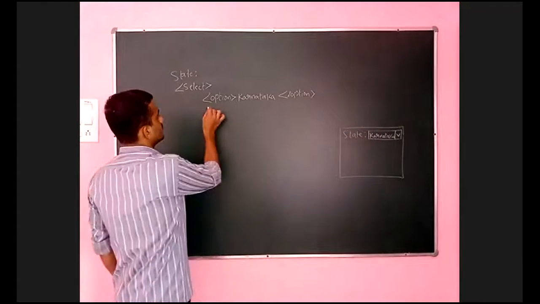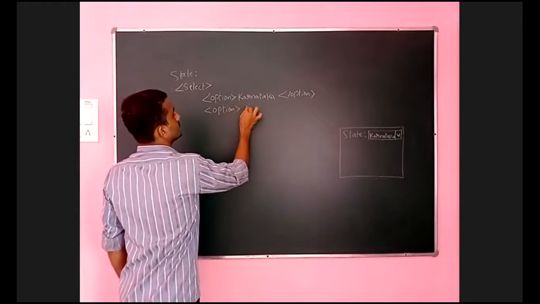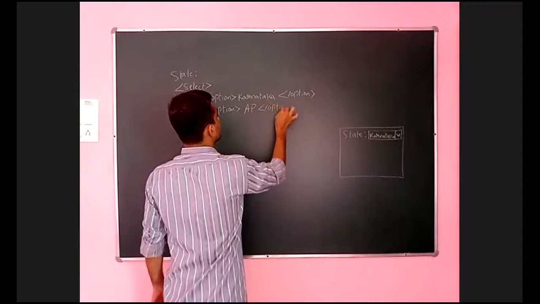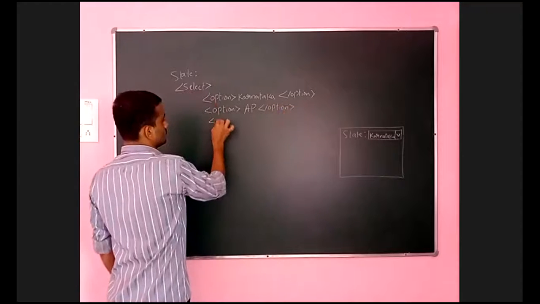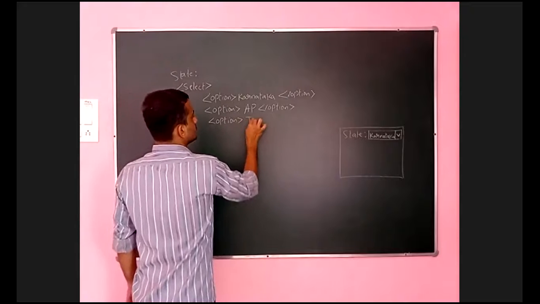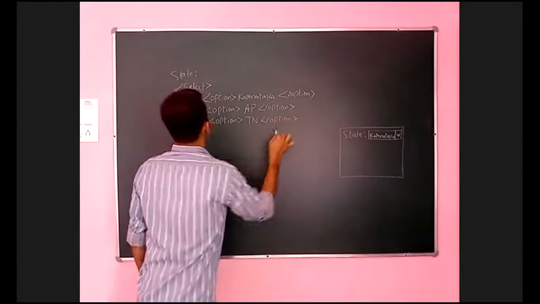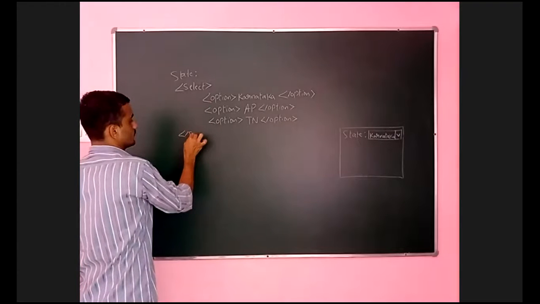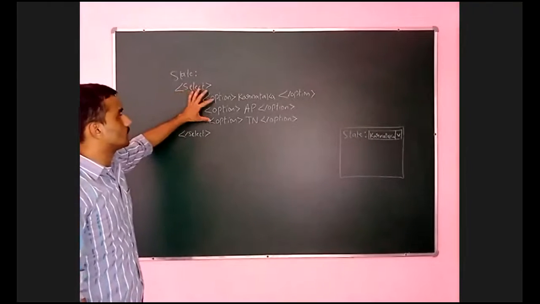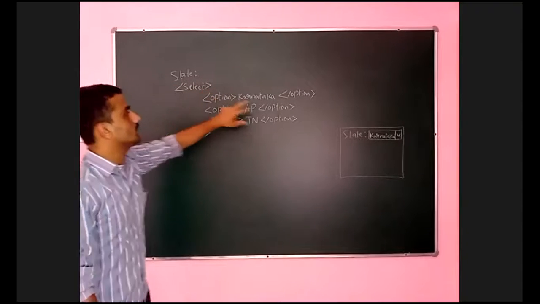For the remaining statements, I write another option, let me consider Andhra Pradesh. Then another option, let me consider TN, Tamil Nadu. Then I have to close the select tag. See, the main tag is select, and the sub tags are option tags. Here also starting tag and ending tag.